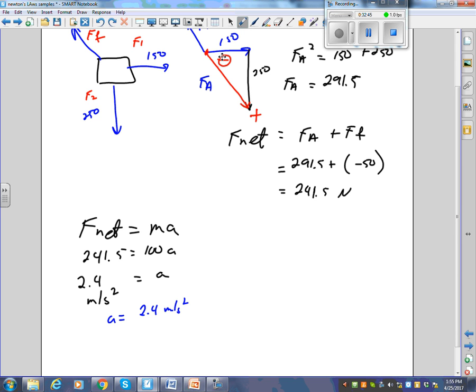Okay. Theta equals, we got opposite, we got adjacent. So it's going to be inverse tan. Yeah, you can do it. Thousands of physics students before you have, and thousands after will as well. You can do it. Opposite over adjacent. Opposite is 250. Adjacent is 150.